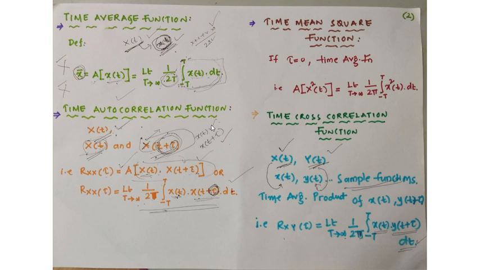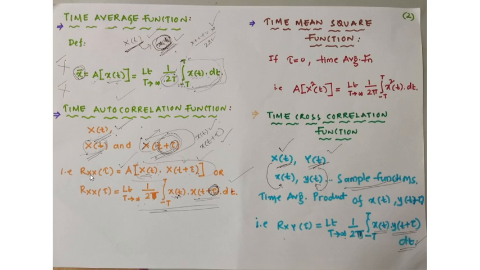The autocorrelation will be defined within the same random process. Here X of t is a random process in which we will be choosing the sample functions: small x of t at the instant t1, and small x of t plus tau at the instant t plus tau. The average of these two sample functions will be the time autocorrelation function of X of t, where capital X of t is a random process.